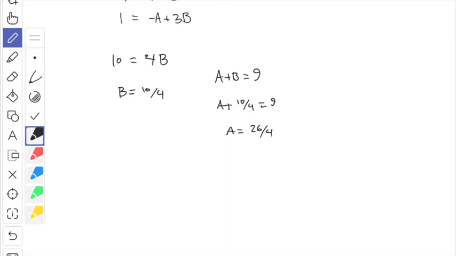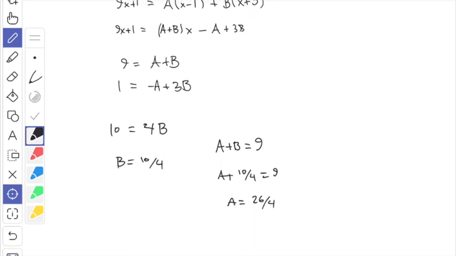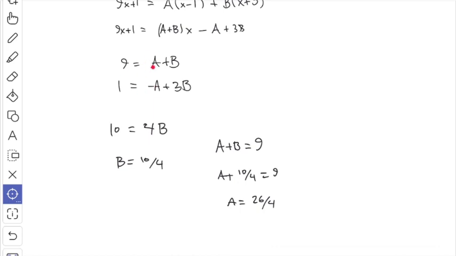Yeah, somebody got a question? How did you get to B equals 10 over 4? So I did a little trick here, which was adding the two equations together to cancel the A's. And then it said 10 equals 4B. And then I divide by 4 here. B equals 10 over 4. Or you can do this in the way that I would usually do it, which is solve the first one for A and then plug that into the second one. All right. Anyway, these are my A's and B's.